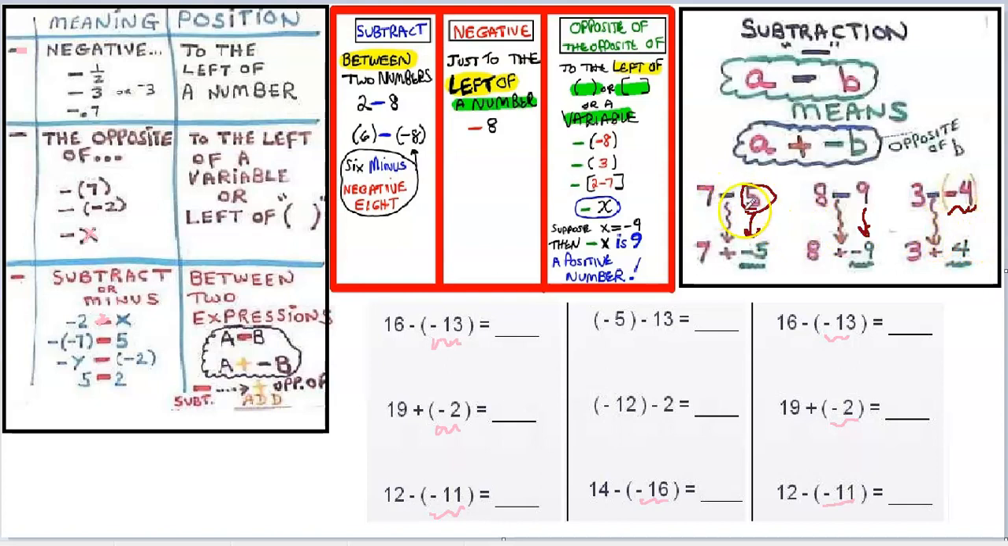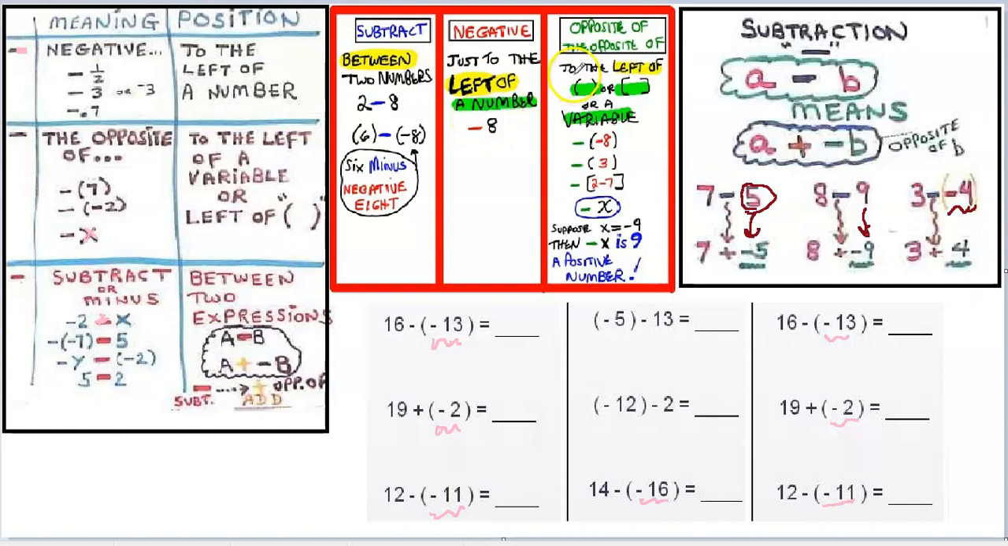Now I know 7 minus 5 is obviously 2. 8 minus 9 you might realize to be negative 1, but now if there's any confusion you can see we've got 8 plus a negative 9, negative 1. And over here we have 3 plus positive 4, and that would be 7. Okay, so when it means subtract, always change it to an addition problem and change the second number. Negative when it sits just next to a number.